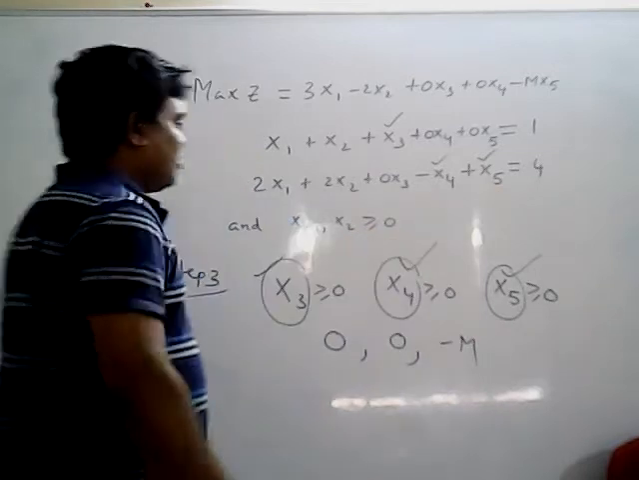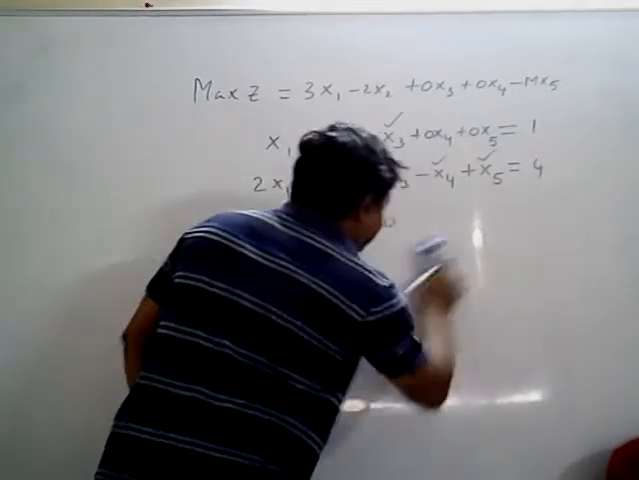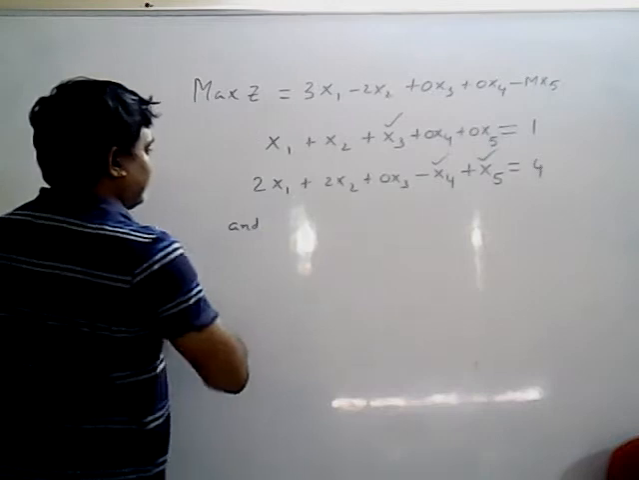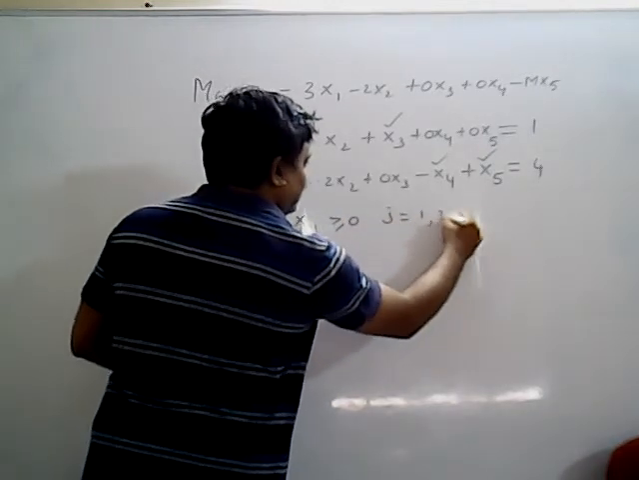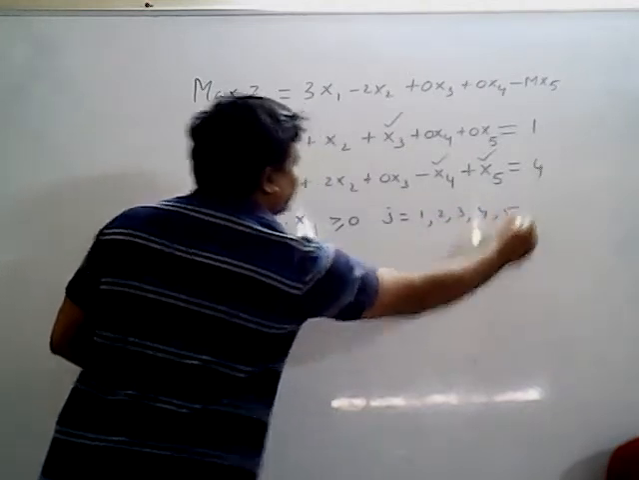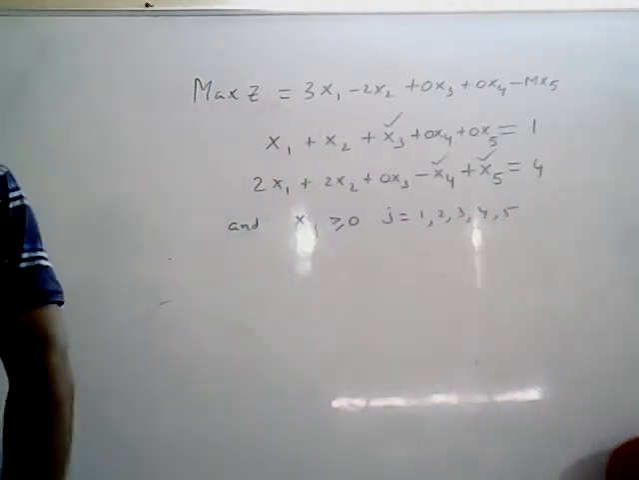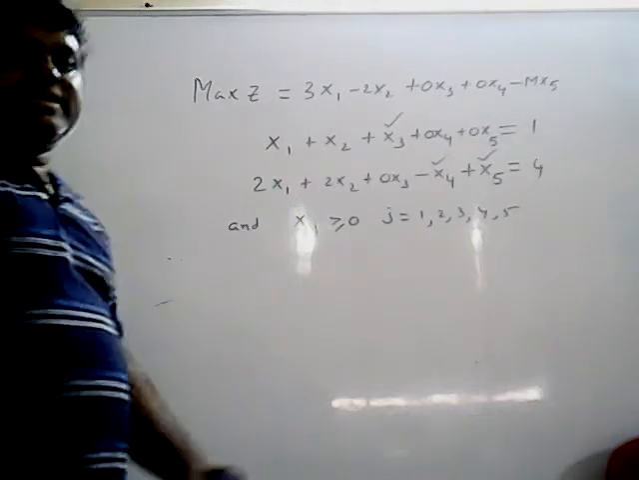Now how many variables are there? 5. Right. And xj greater than or equal to 0, j equal to 1, 2, 3, 4, 5. Okay, next, as it is now, the standard form is completed. Next, you have to write the matrix form.